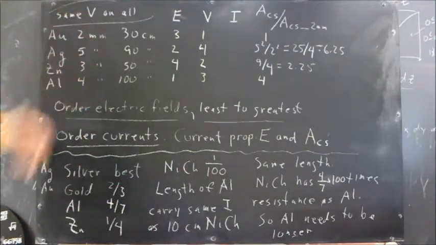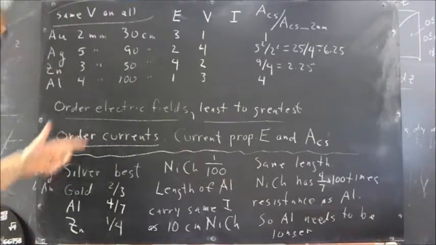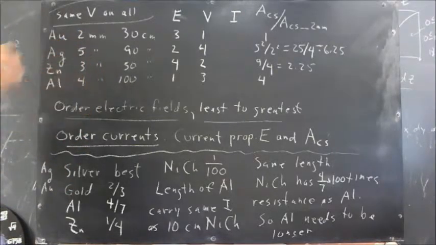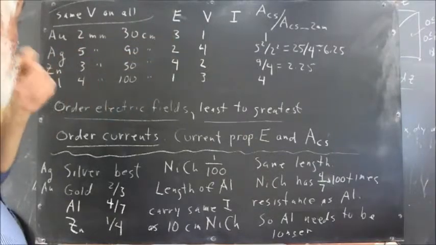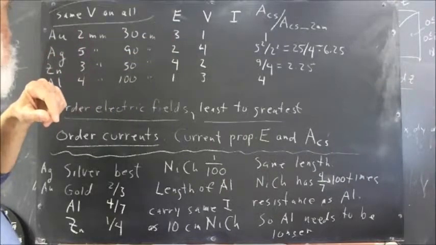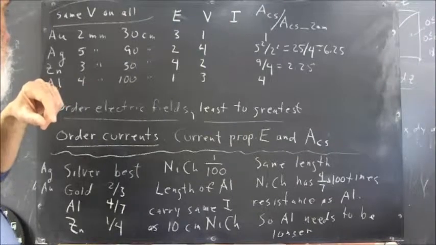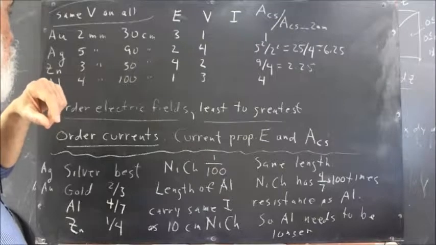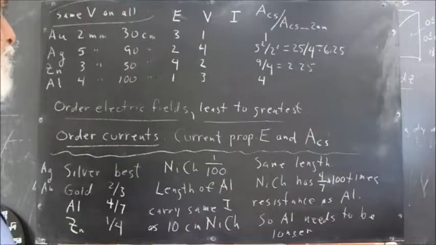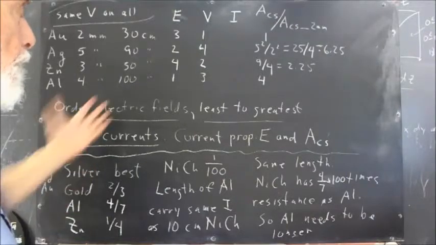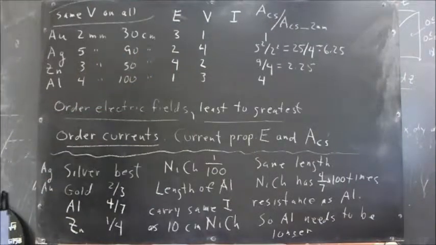Now we assume these are uniform wires. Wouldn't necessarily be true if the wires weren't uniform. So the shortest wire is going to have the greatest electric field. Going from least to greatest, and I don't know that these numbers make any sense. Did I confuse these two columns? I'm going to have to stop here and correct that if necessary.